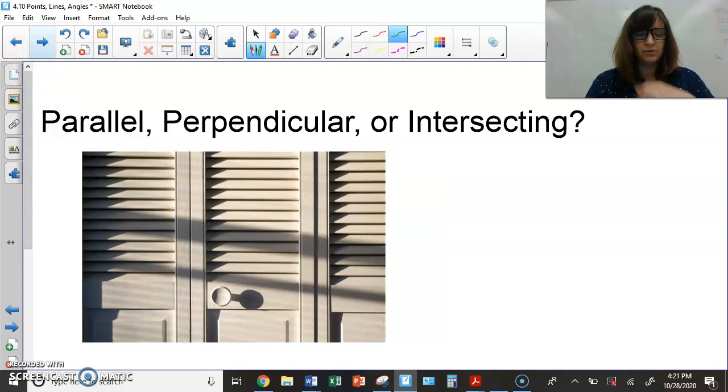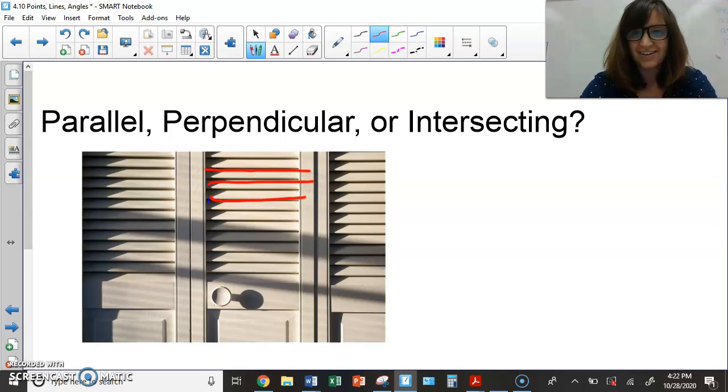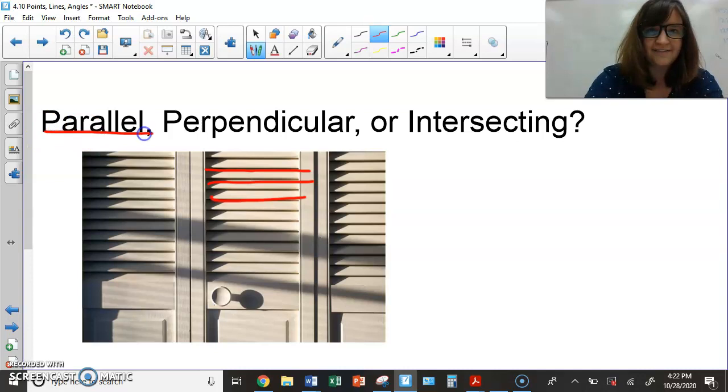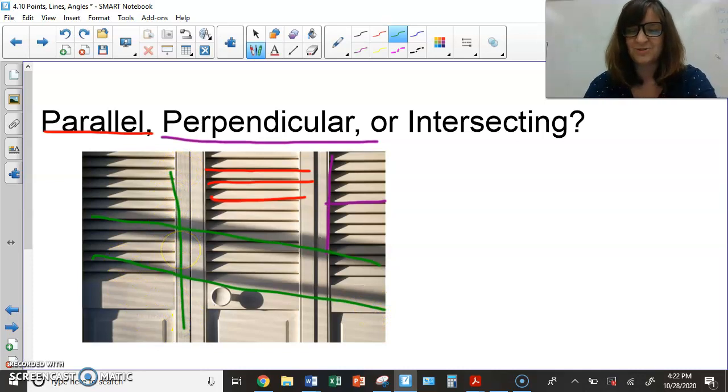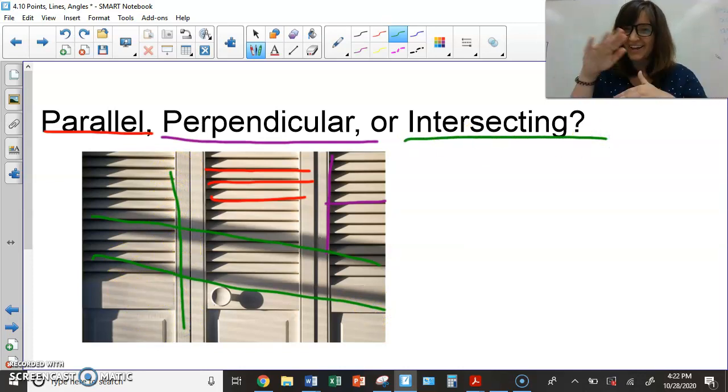Ooh, so it looks like I have parallel lines along each of these little slats right here, like where the blinds are on the closet door. Okay, but you also have some perpendicular where they cross, okay? So a few different things. If you count these shadow lines right here, you could almost technically say that these are intersecting with some of these other lines on your closet door. So it's interesting to see how they all kind of go together.